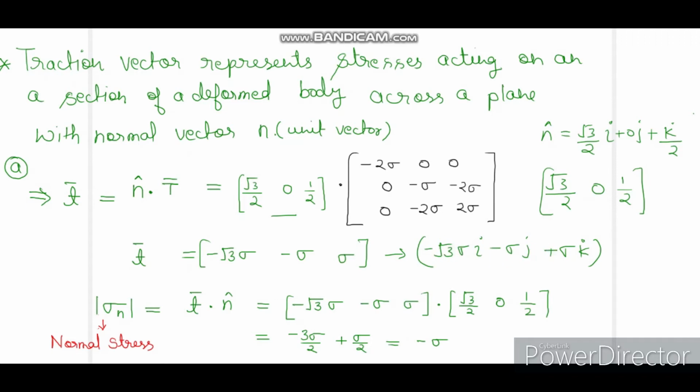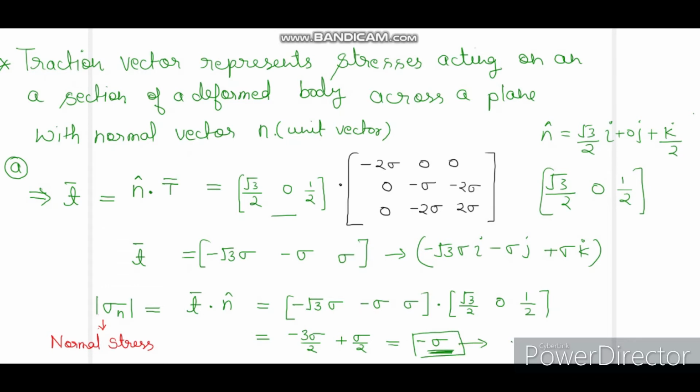Now, how can we find the magnitude of the normal stress? Just by taking the dot product of the traction vector with the given normal of that plane. By taking the dot product of these two vectors, this and the normal vector, we find that the magnitude of the normal stress on that plane comes out to be minus sigma.